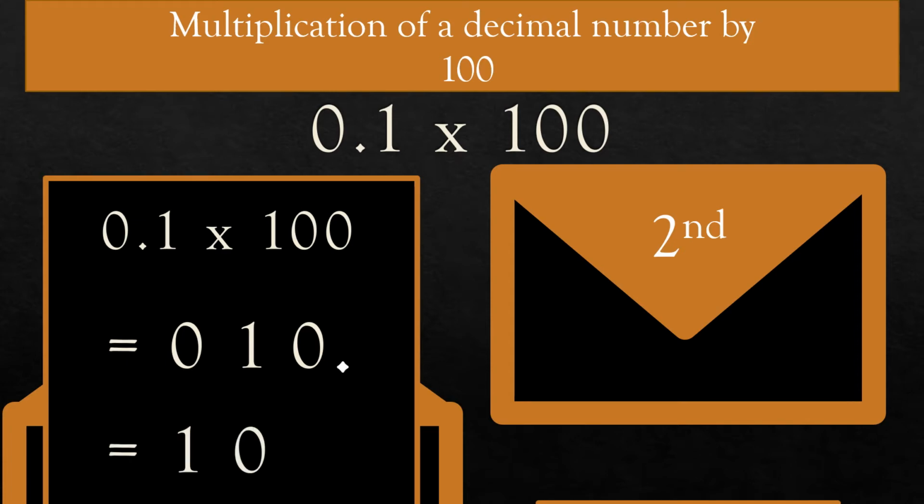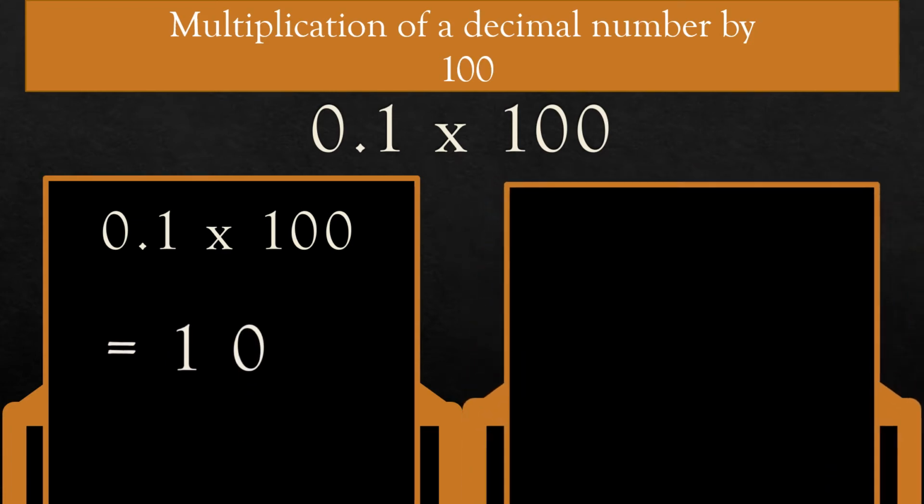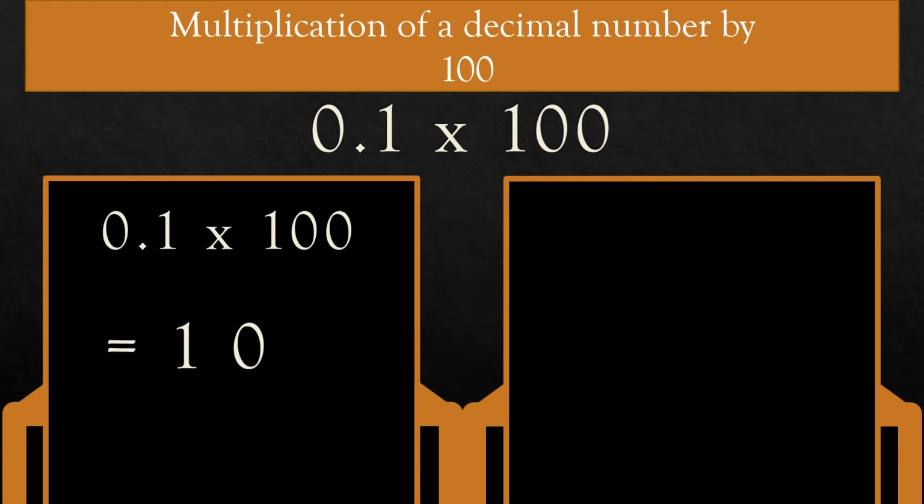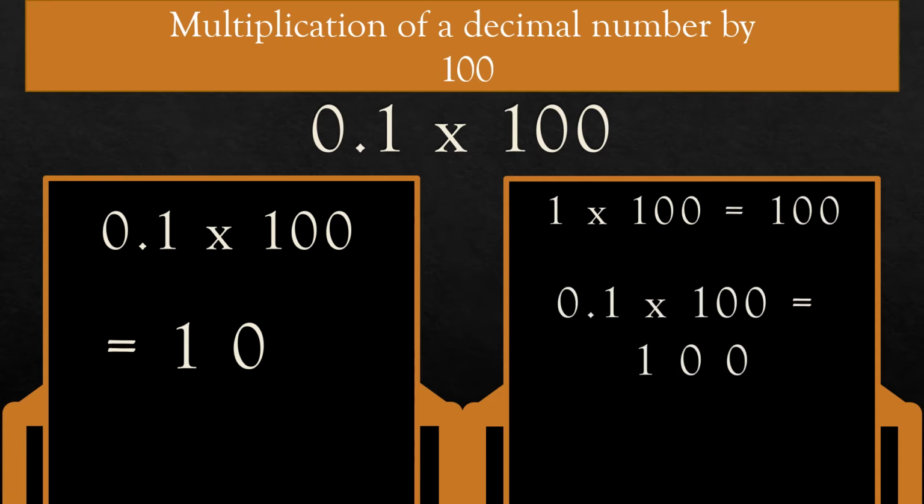Or in another way, multiply 0.1 by 100, ignoring the decimal point. And everyone knows 1 multiplied by 100 is equal to 100. Now tell me how many digits after the decimal in 0.1? Yes, 1. So count one digit from the right and place the decimal in the product. So the answer is 10.0. That is 10.